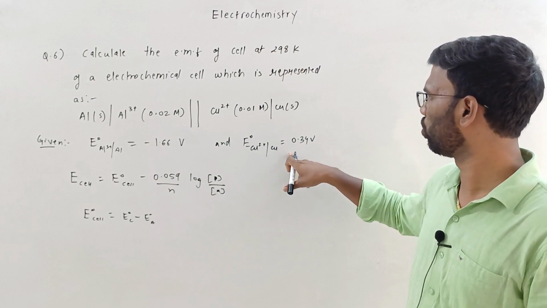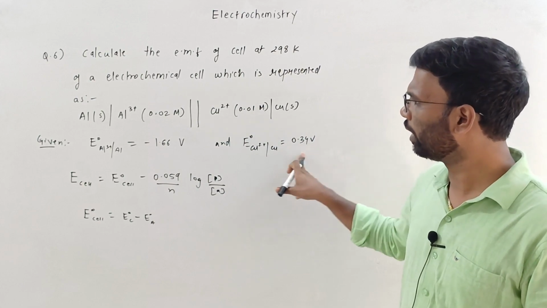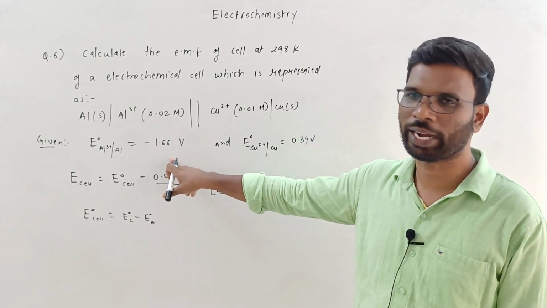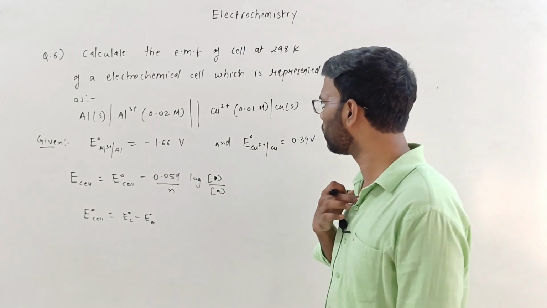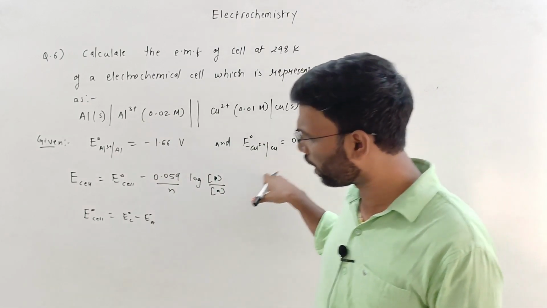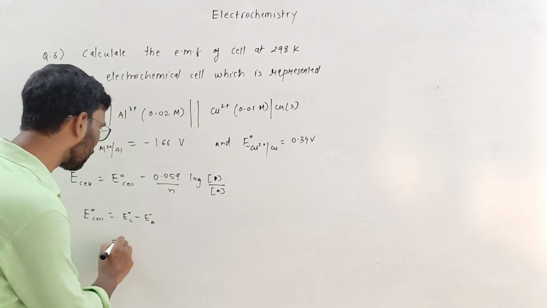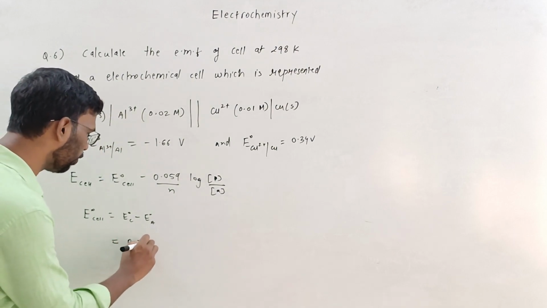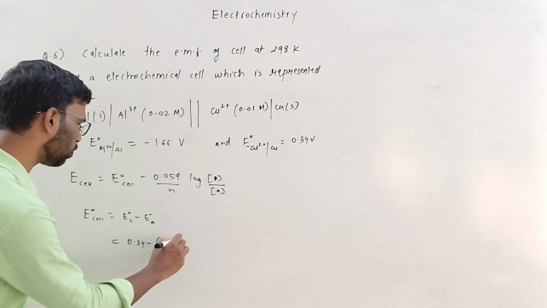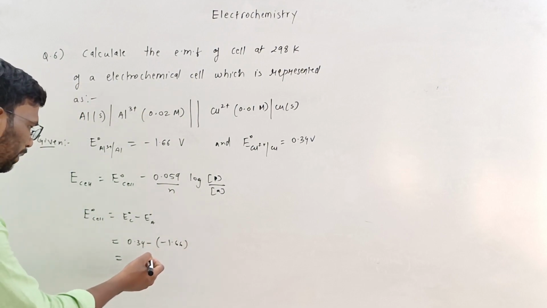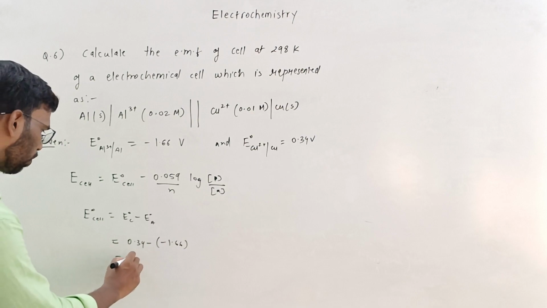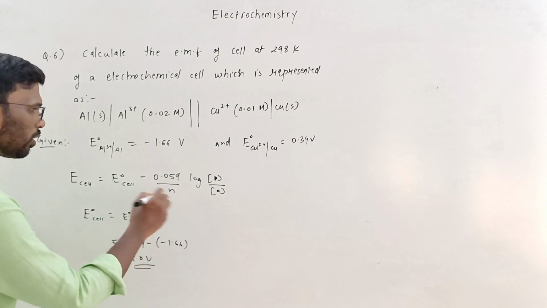Something, let's say minus 0.4, then this would have been bigger, right? At that time this would have acted as a cathode. So now this is a bigger value, so I'll write this to be 0.34 minus of minus 1.66, and this answer is going to come to be equal to 2.0 volt.